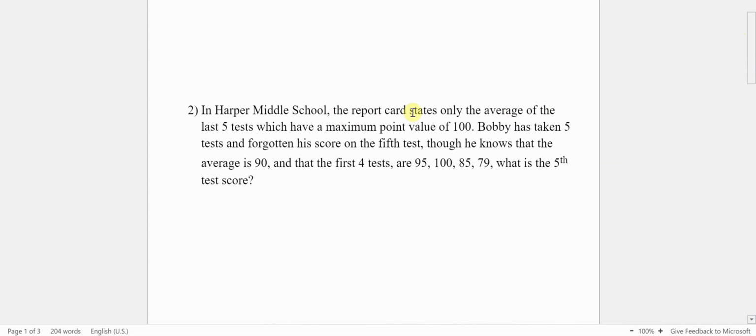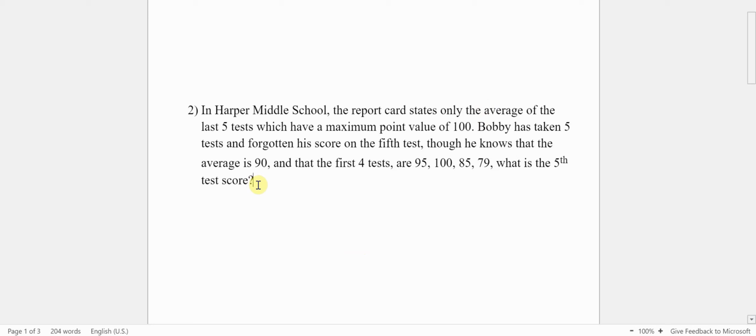In Harper Middle School, the report card states only the average, meaning mean, of the last 5 tests, which have a maximum point value of 100, so no points can range above 100. Bobby has taken 5 tests and forgotten his score on the 5th test, though he knows that the average is 90 and that the first 4 tests are 95, 100, 85, and 79. What is the 5th test score?